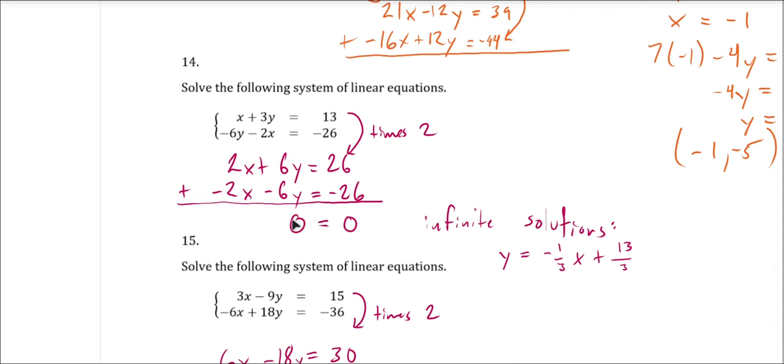Now that is always true. That's a tautology. That's not a contradiction. 0 is of course equal to 0. It happens no matter what x and y are. And so actually we have an infinite number of solutions.